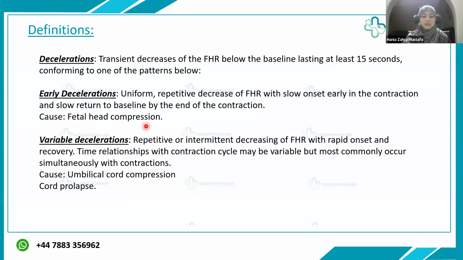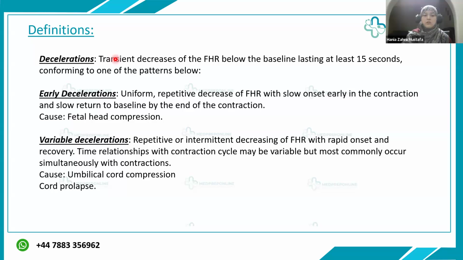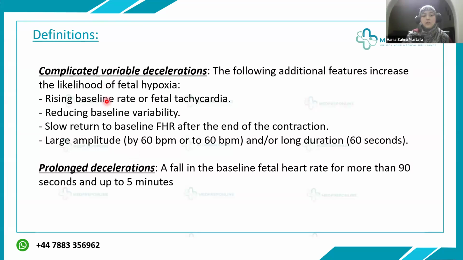Whenever the fetal head is compressed, we get early decelerations in the CTG. And we also get variable decels that do not coincide with the uterine contraction. Like in this one, you can see that it does not coincide with the uterine contraction and it occurs independently. What are the causes of variable decels? There are many causes, but the two most important causes are umbilical cord compression and cord prolapse. And if any of these things are added to the variable decels, we call it complicated variable decels.